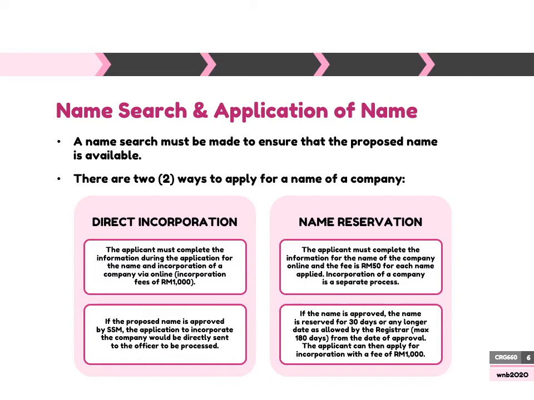So hopefully you boleh bezakan antara direct incorporation dengan name reservation. Direct incorporation terus buat sekaligus. Application for a name as well as incorporation of a company sekaligus. But kalau you nak buat name reservation, first kita akan reserve the name dulu, bayar RM50 untuk setiap satu nama. After nama dah macam approve, SSM dah reserve the name for you, barulah you start the incorporation process. Fee for the incorporation masih lagi sama, which is RM1,000.